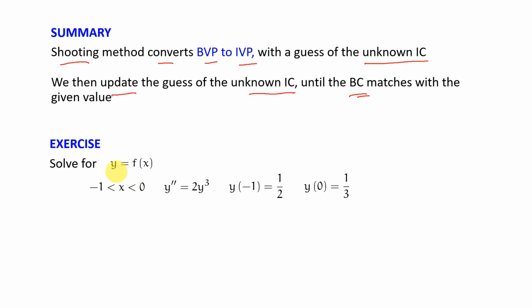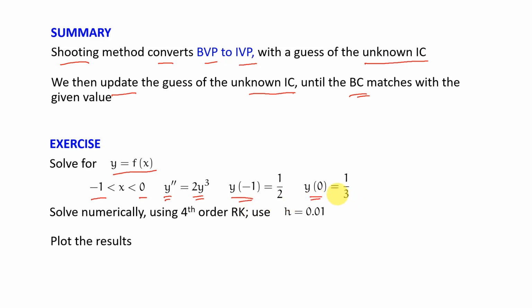Here we solve for y equals f of x within the domain of -1 to 0. Here y double prime is twice y to the power 3. At x equals -1, y equals 1 by 2, and at x equals 0, y equals 1 by 3. You should be able to solve this problem analytically as well, and you should be able to plot the results. So you can solve analytically, you can solve numerically.